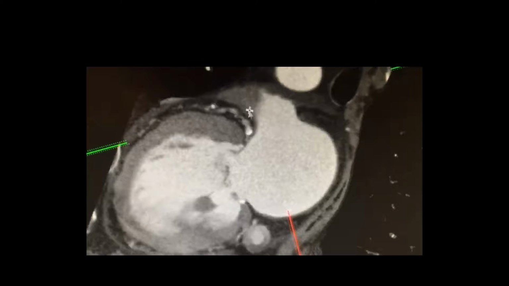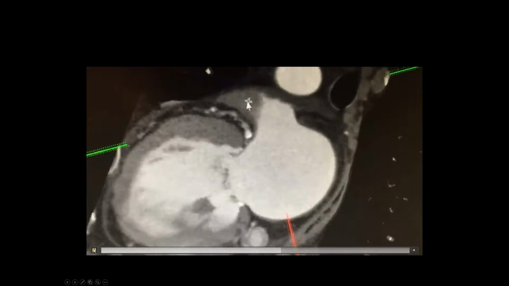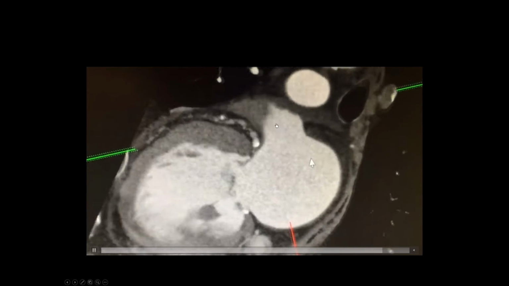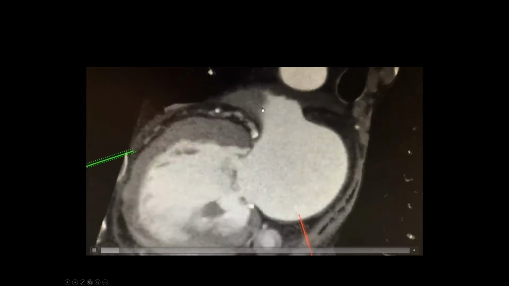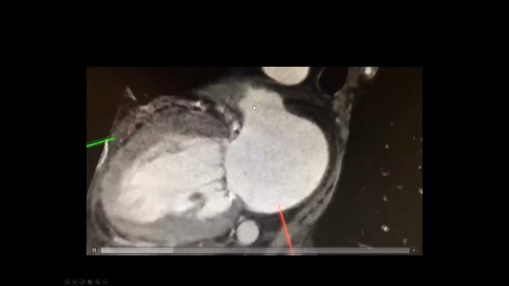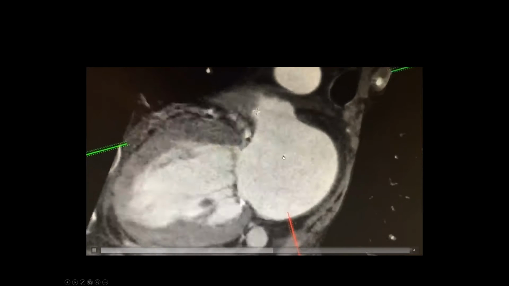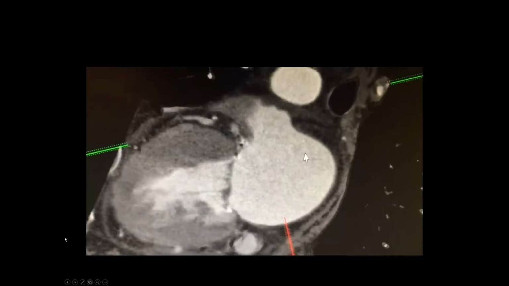This is a nice example where actually gating the study can give you a little bit more information. If this was truly a mixing artifact, then what you would expect is swirling. And what you see here is a mobile element in the left atrial appendage that's swinging back and forth, consistent with a true thrombus.